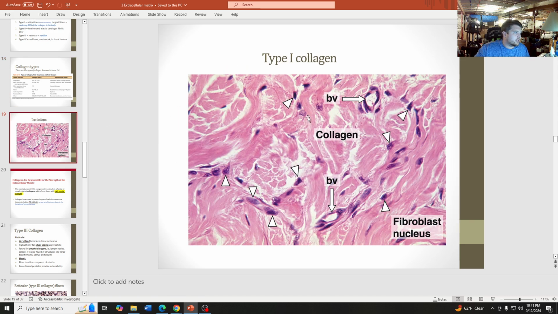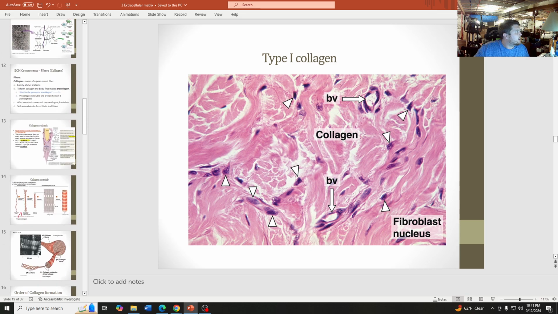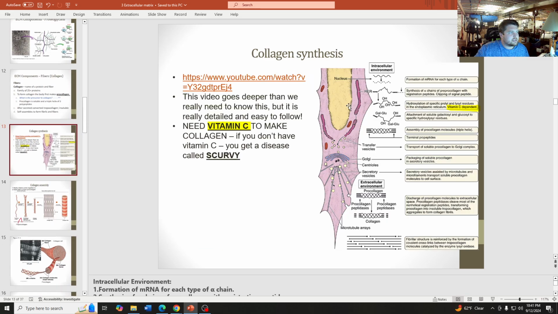Type 1 collagen. Here's a picture of type 1 collagen. We have those big, big fibers. All this stuff in between is the collagen. We have those fibroblast nuclei, those fibroblasts, making the collagen, doing that kind of stuff. Clarify, this cell is collagen synthesis. This cell right here is going to be a fibroblast.